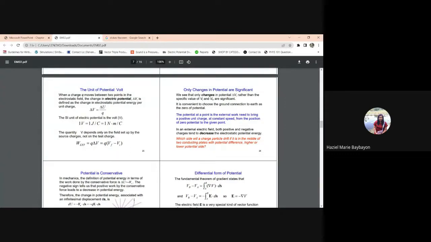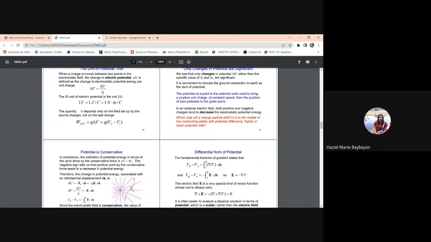Okay, so only changes in potential are significant. So rather than the specific value of the initial V and the final V, ang magmatter lang is the change in the potential, okay? Or we call this the potential difference. It is convenient to choose the ground connection to Earth as the zero of potential. Okay, so the potential at a point is the external work that we need to bring a positive unit charge at constant speed from the position of zero potential to the given point.